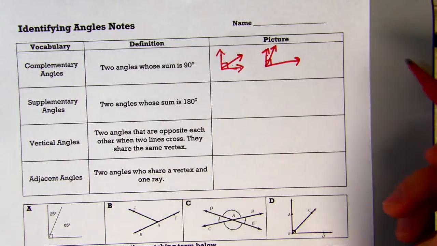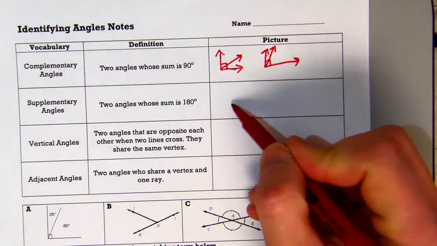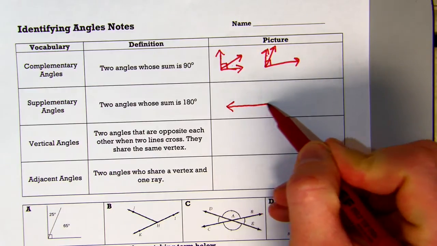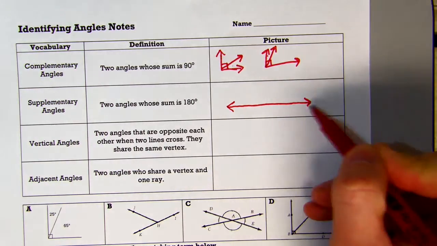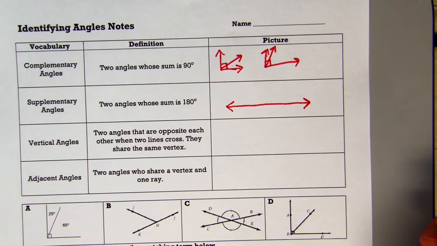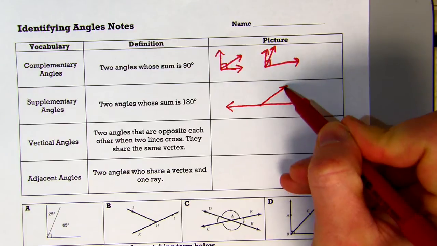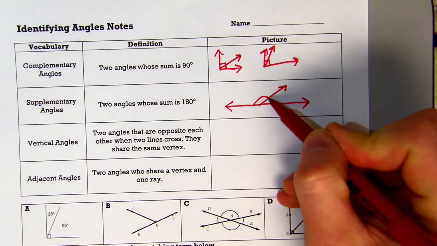Alright, next one is supplementary. Two angles whose sum is 180 degrees. And from previous lessons we know that a 180 degree angle is known as a straight angle, or considered a line. So anywhere you want to split that straight angle or that line is going to give you your two angles that add up to be 180 degrees.